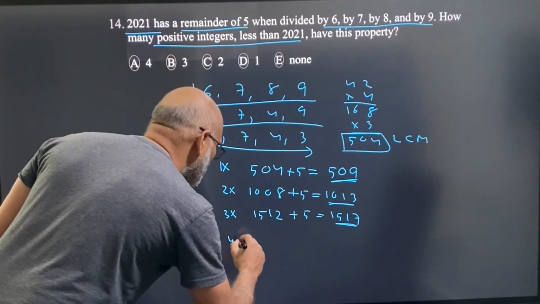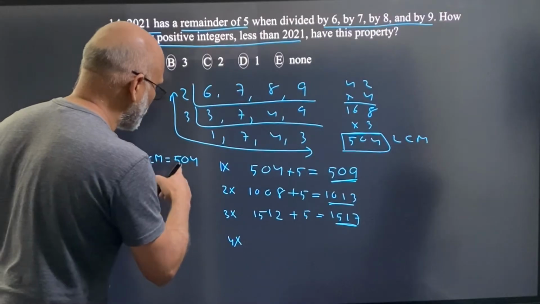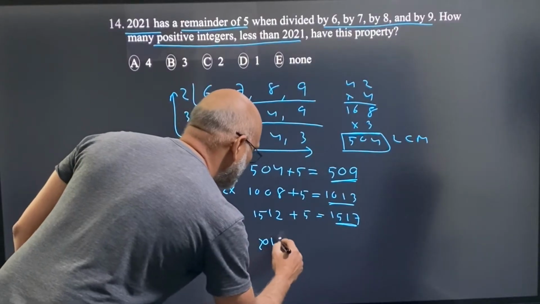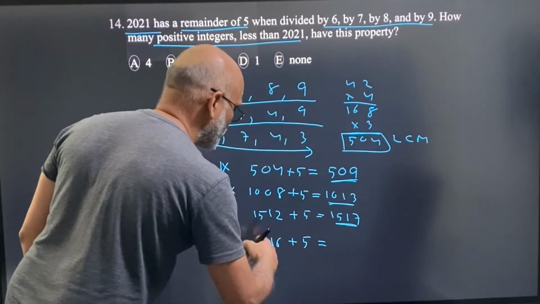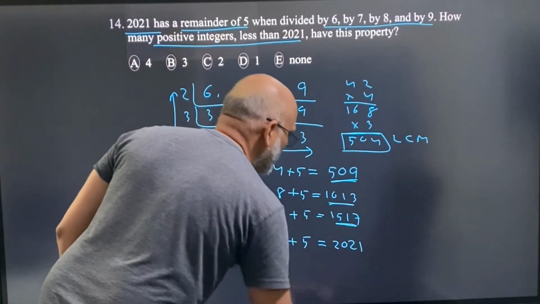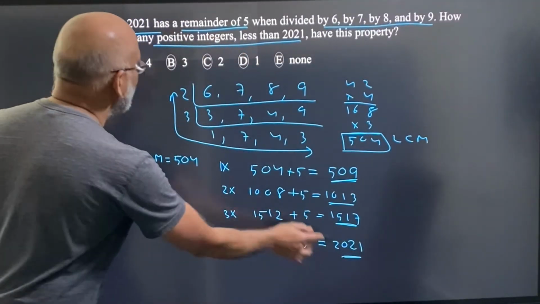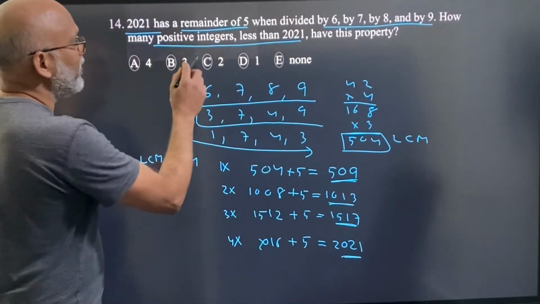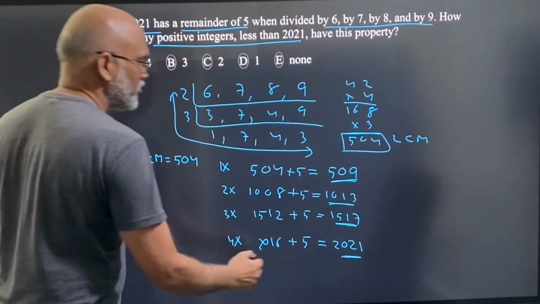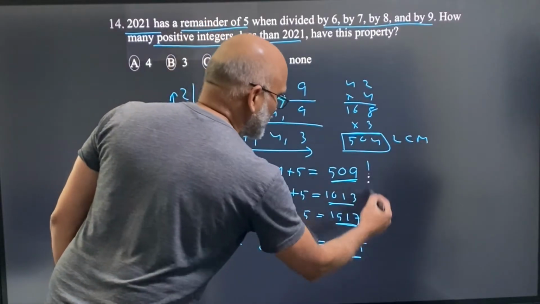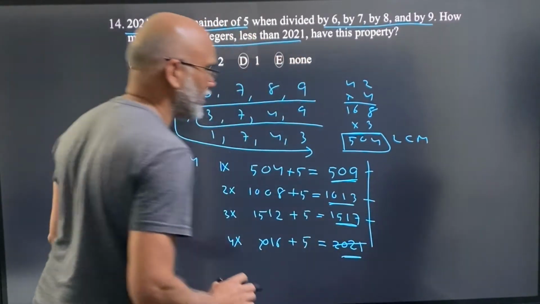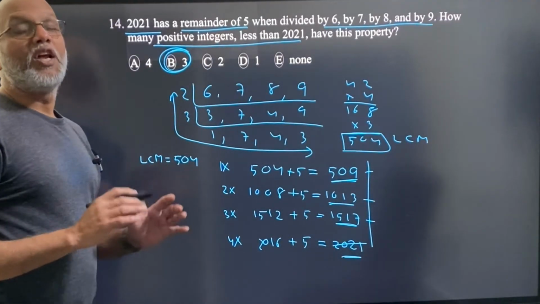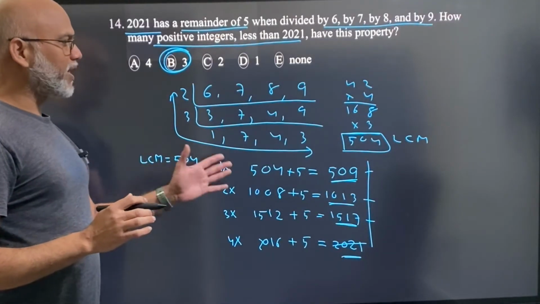How about I take the fourth multiple of the LCM? So that is going to be 2016 plus 5. This is going to be 2021, right? And that is already given to us. We already know 2021 satisfies this, but we need to find positive integers less than 2021. So I cannot count this. So what's remaining is 1, 2, 3, right? So 3 is the correct choice for this, right? No, wrong. 3 is not the correct choice.